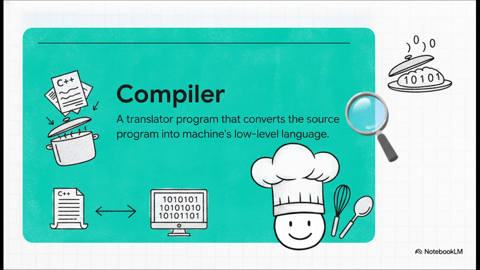Because your computer simply can't read our C++ syntax, we desperately need a translator. And in programming, this translator is called a compiler. The compiler acts exactly like a master chef in a restaurant, taking your written recipe and translating it into a physical, edible meal that the machine can actually digest. More technically, it takes your human-readable source program and converts it entirely into the machine's low-level binary language, those millions of ones and zeros that tell the hardware exactly what to do. It's really important to grasp this. Without a compiler, your C++ code is literally just a fancy text document doing nothing.